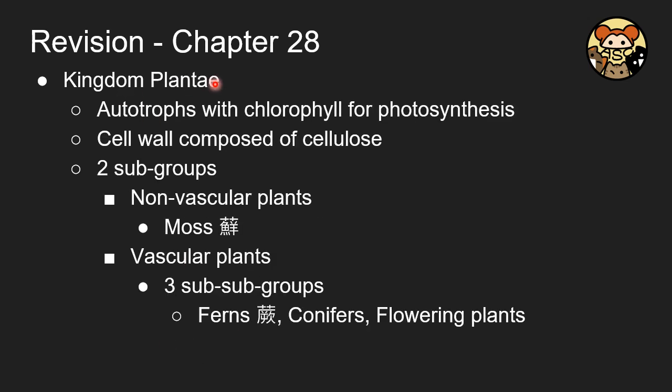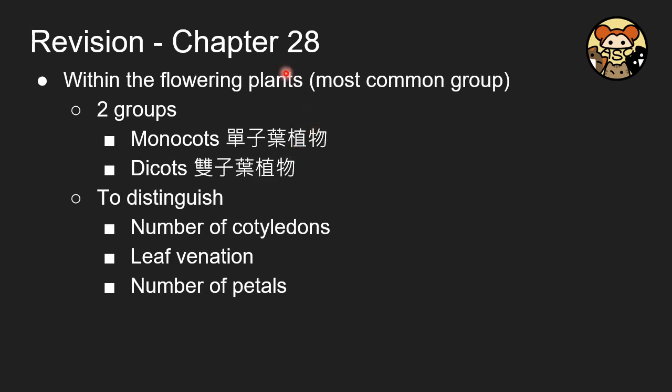And for the kingdom of Plantae, they are all autotrophs, as you have learned in chapter 10, and they contain chlorophyll, which means that they can undergo photosynthesis. They have a cell wall composed of cellulose, and they are subdivided into 2 groups. One is the non-vascular plants, which are much smaller, and they are mosses. And then there are vascular plants, which have vascular bundles, that is the xylem and the phloem. They are subdivided into 3 groups: the ferns, conifers, and flowering plants. And the flowering plants, which are the most common group, are further divided into monocots and dicots.